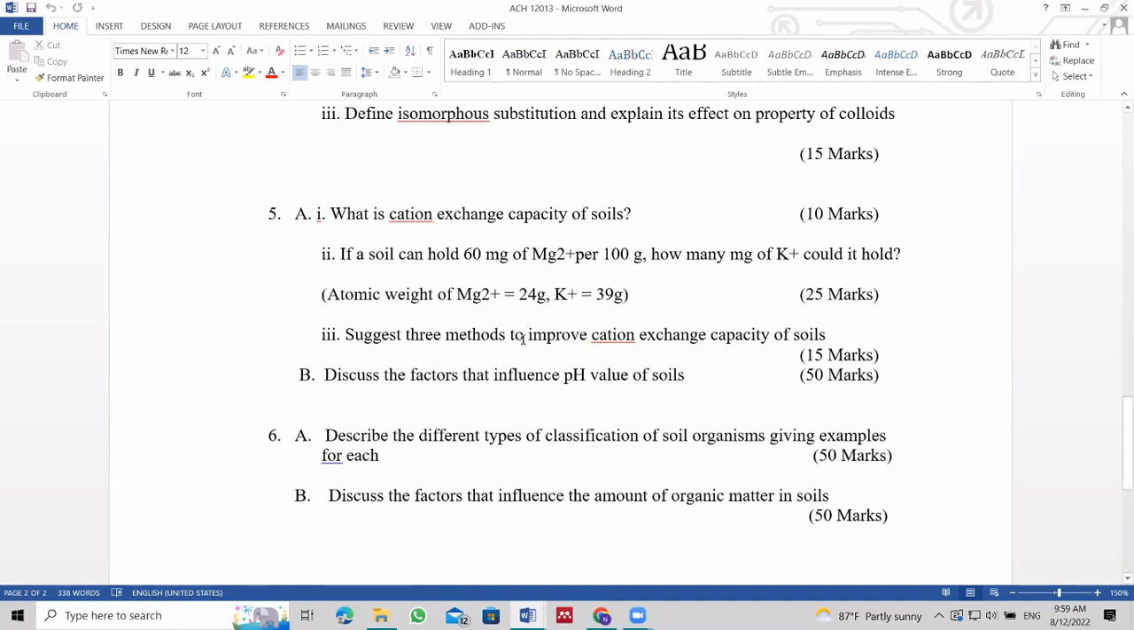Then suggest 3 methods to improve cation exchange capacity. So you should know that also. Then describe different types of classification of soil organisms, giving examples. So that is the direct question. And discuss the factors that influence the amount of organic matter.